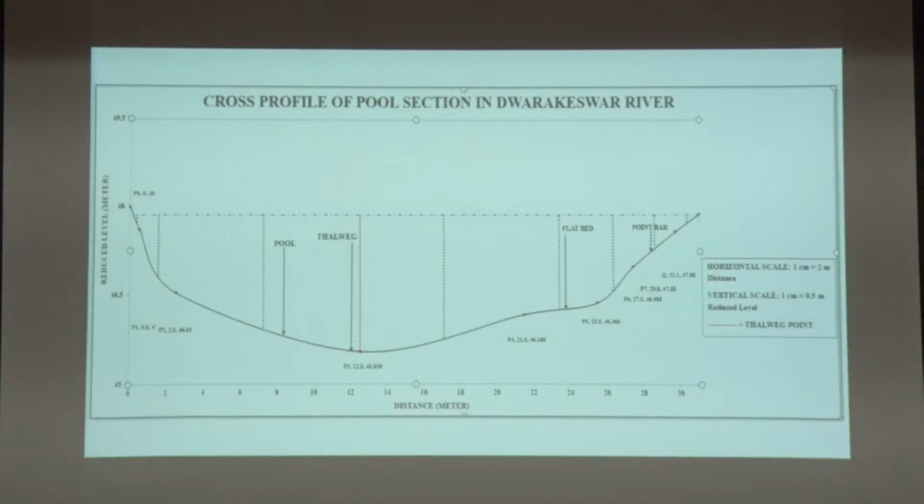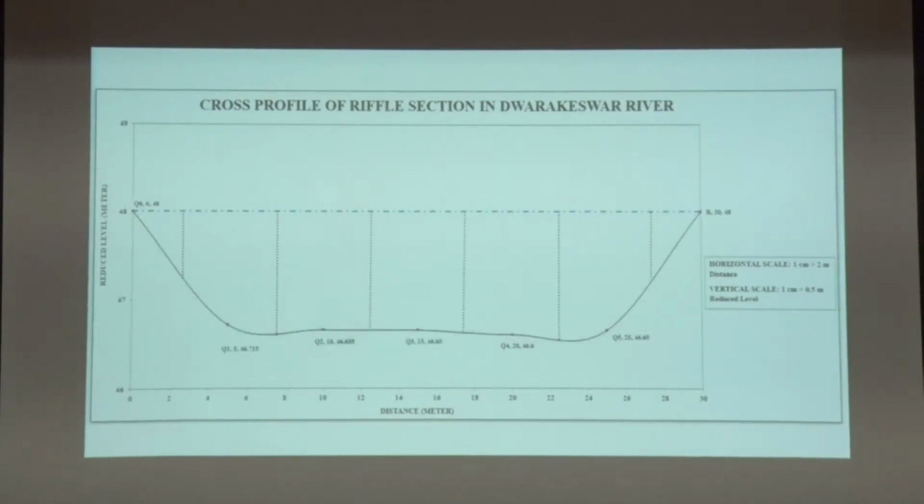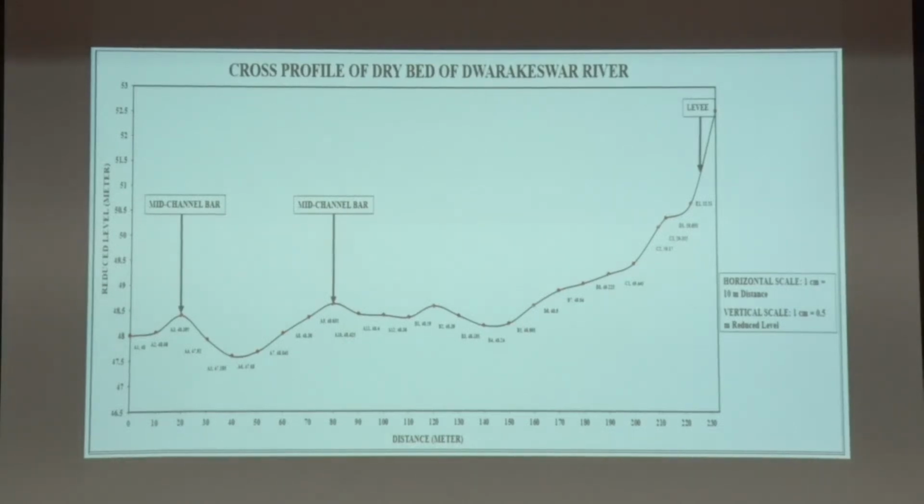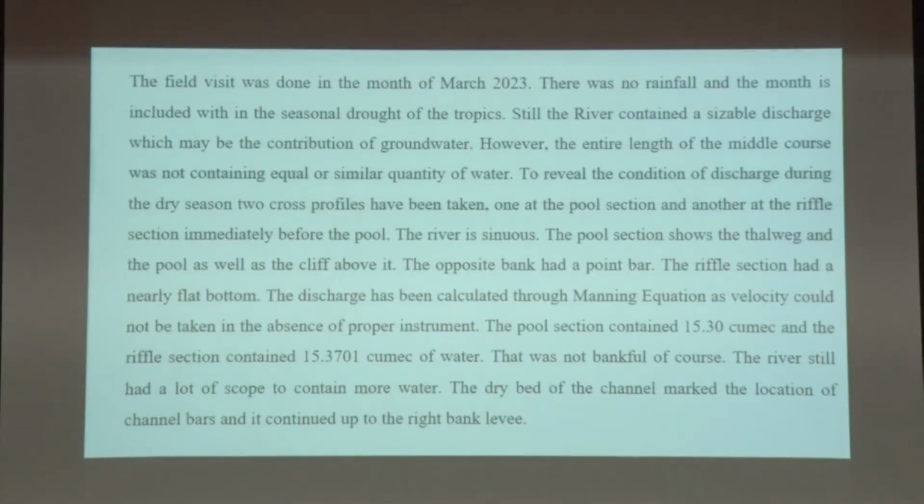So from the study area, we have taken a few cross profiles. This one is for the pool section, where we can see the pool portion, thalweg point, flat bed, and point bar portion, and we can also observe a cliff on the right side of the section. Next, we can observe the cross profile of riffles, where we can see the bottom of the section is mostly flat. Now we can see the cross profile of the dry bed of the Darukeshwar river, where we can observe two mid-channel bars and the levee portion also.